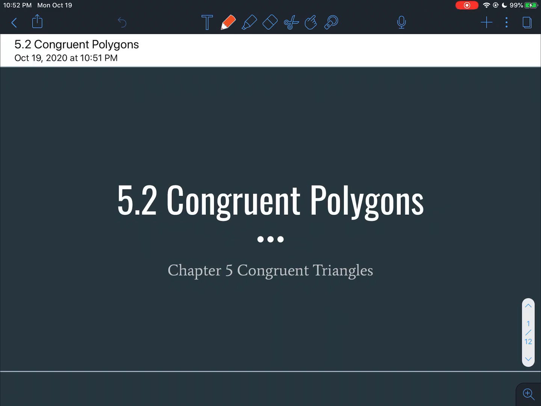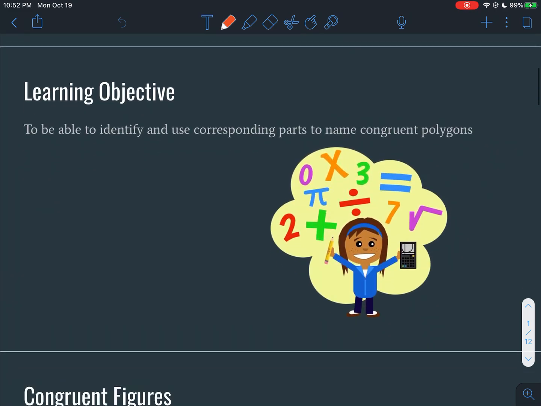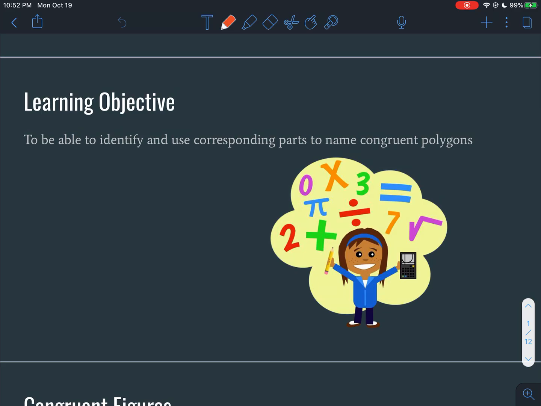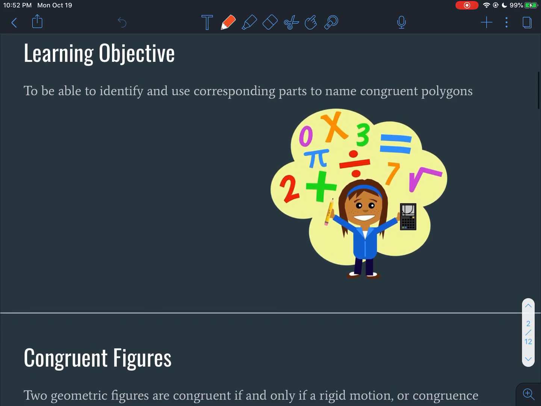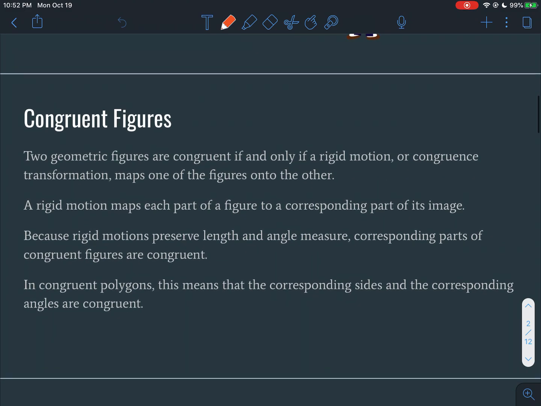Today we're looking at section 5.2, Congruent Polygons. Our learning objective for this section is to be able to identify and use corresponding parts to name congruent polygons.